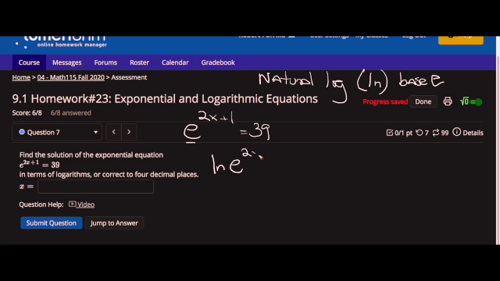ln of e to the 2x plus 1. Again, you do both sides, ln of 39. Now you can use the power rule to bring that down. 2x plus 1 times ln of e is equal to the ln of 39.